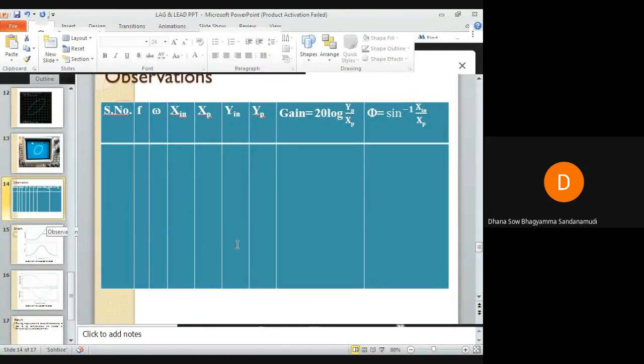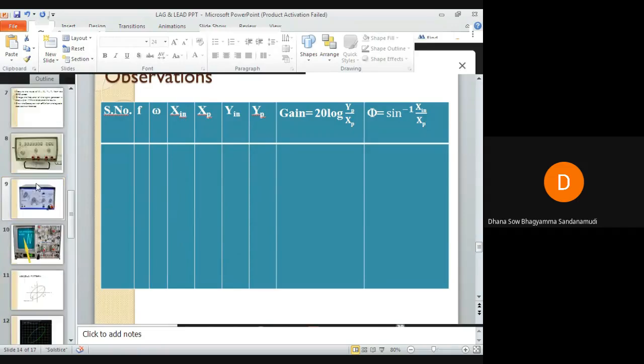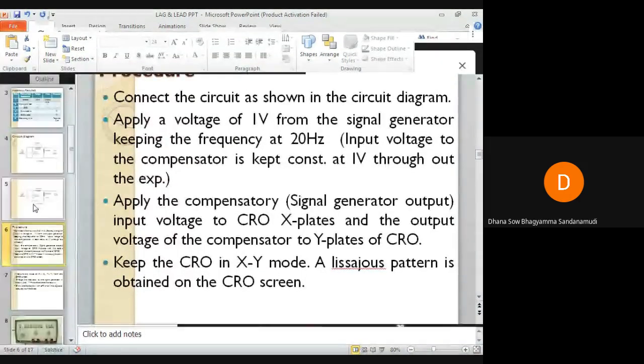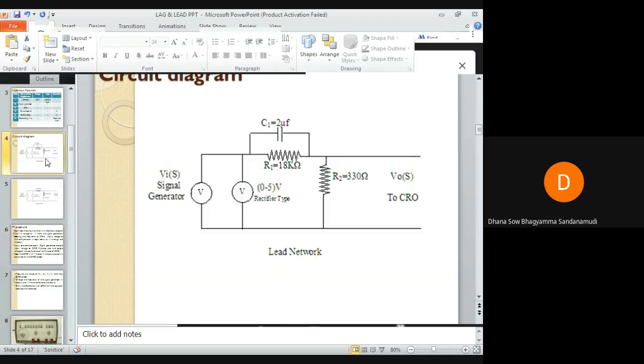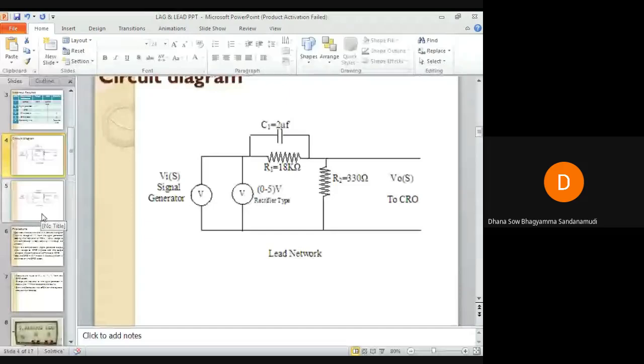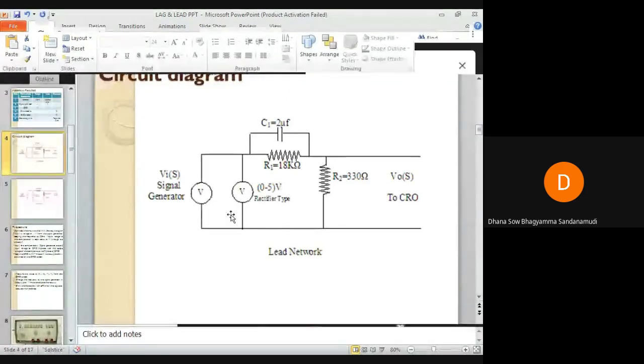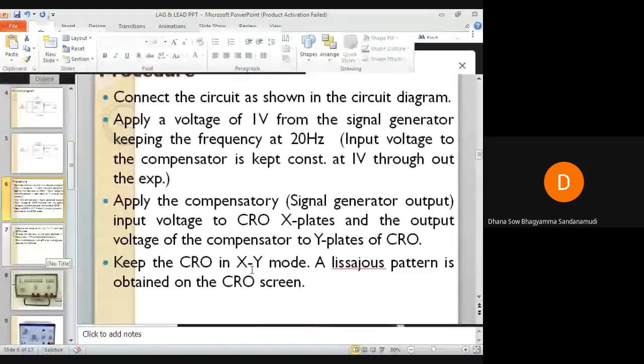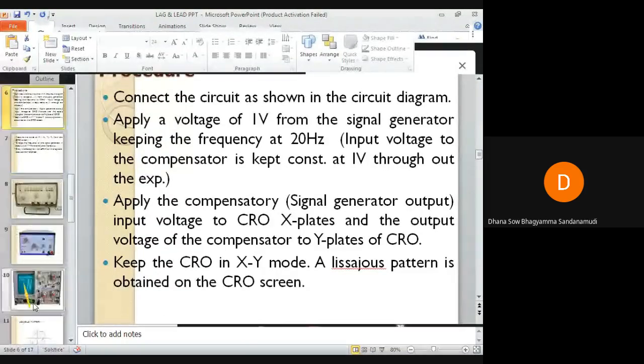and you plot the graph. The procedure for the lag compensator as well as for the lead compensator is the same. For both, the connections are the same. Only the internal connections will vary, the R and C values as well as their connections. That's all, nothing else. Input and output connections for both compensators are the same.